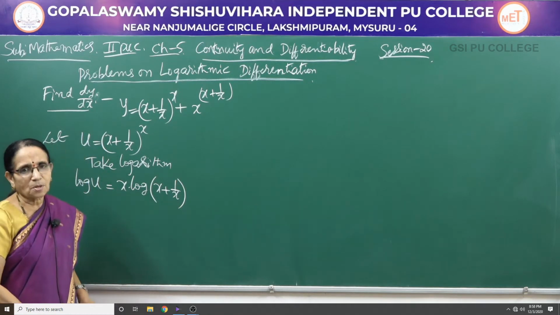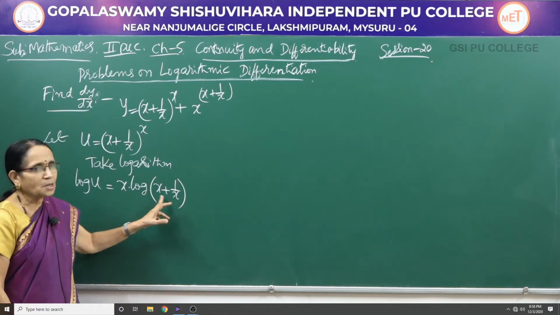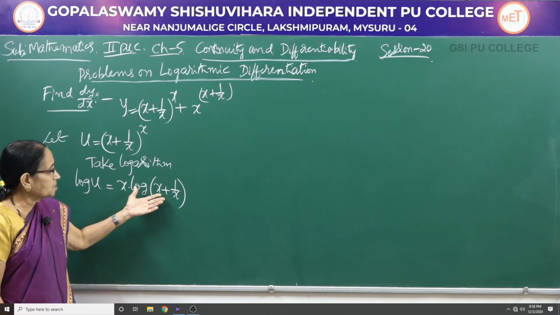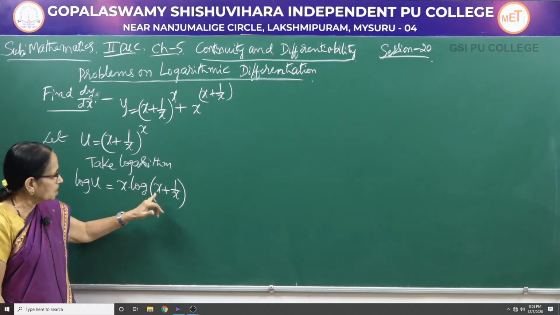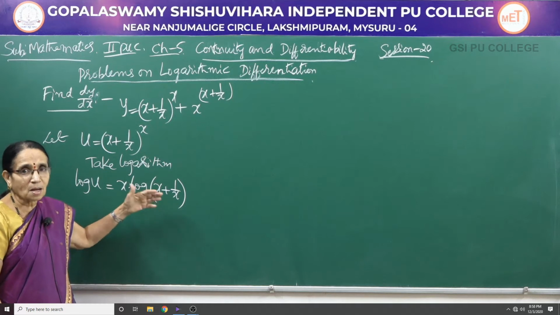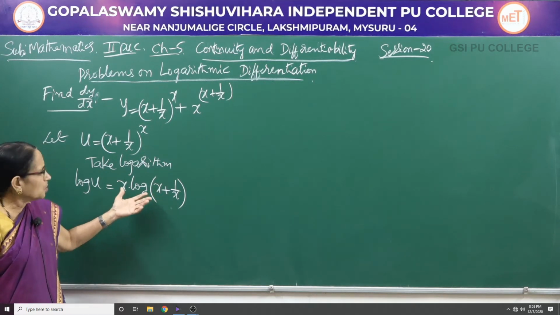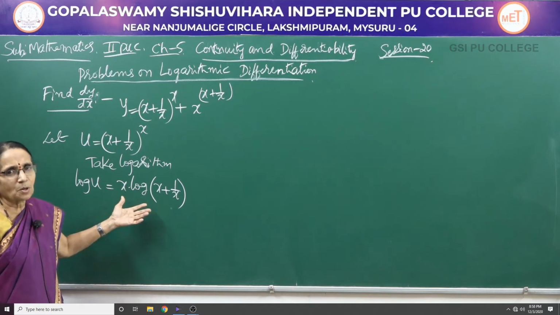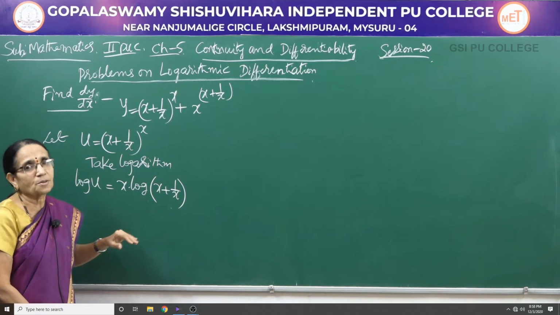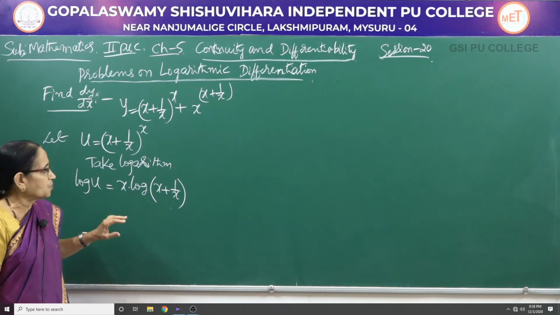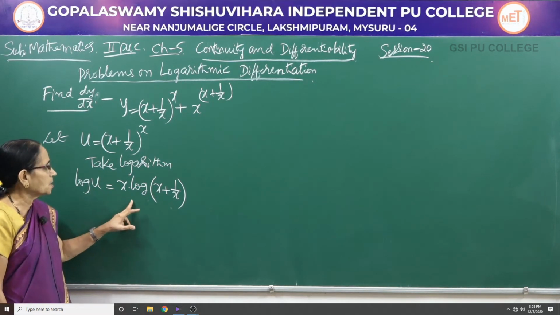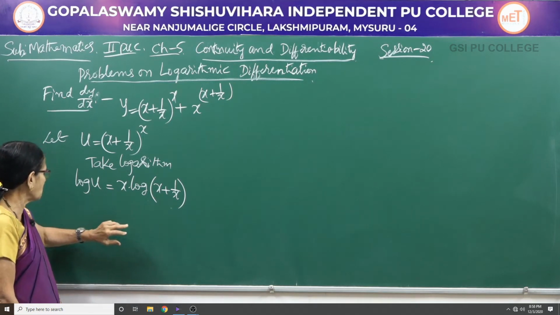You just keep it as it is. You need not take the LCM and apply the second law of logarithm like that. You can keep it as it is, or you can apply the second law of logarithm, simplify this and then differentiate. Both methods will have the same number of steps, so it is better to keep it as it is. But be careful when you do the differentiation because it is a composite function. So, log u is equal to x into log of (x plus 1 by x).